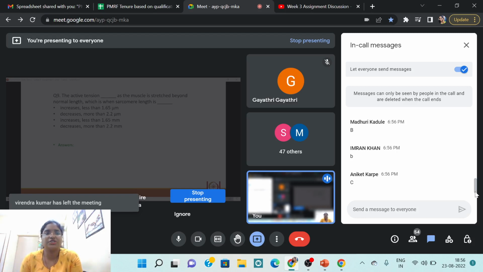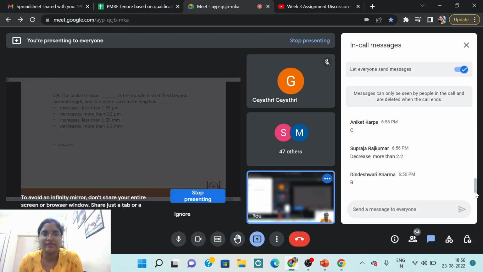The active tension decreases or increases as the muscle is stretched beyond the normal length. If you stretch the muscle beyond a normal length, what will happen to the tension? Will it decrease or increase? And what is the sarcomere length at that time? 2.2 micrometer or 1.65 micrometer?